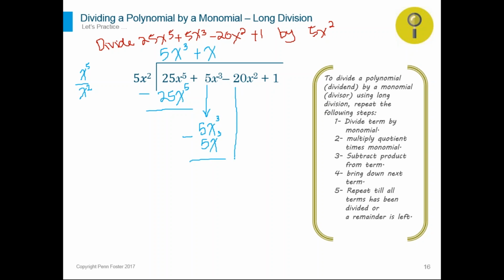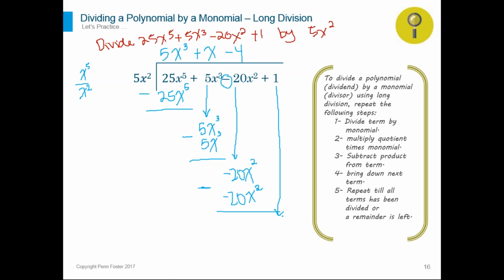Bring down the next term, which is negative 20x squared, and then repeat, divide. Negative 20 over 5 will give you a negative 4. And x squared over itself, of course, will just go away. So we only have negative 4 here on the top. Negative 4 times 5 will give you negative 20, and negative 4 times x squared, the x squared will just go down in your answer as is. Subtract. Negative 20x squared minus itself will just be a 0.